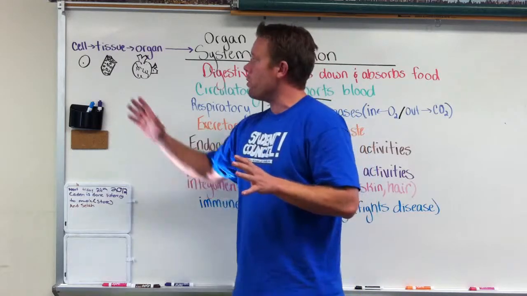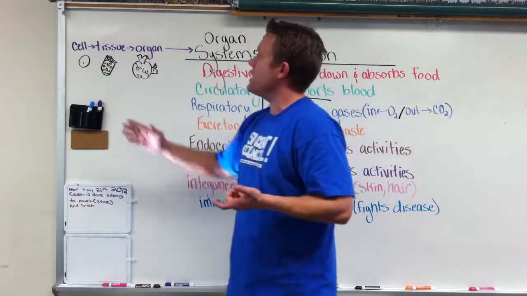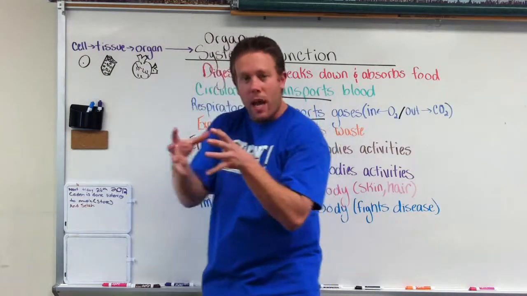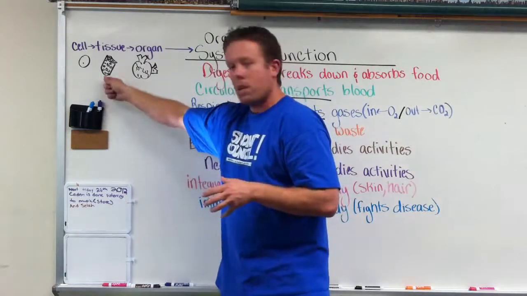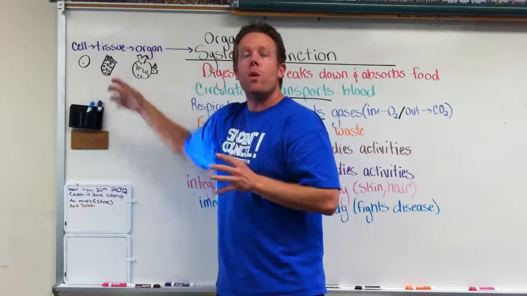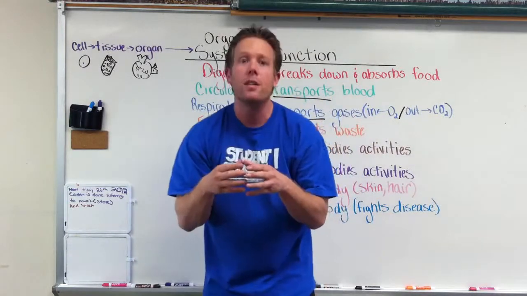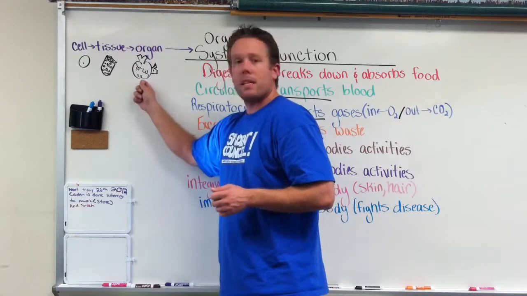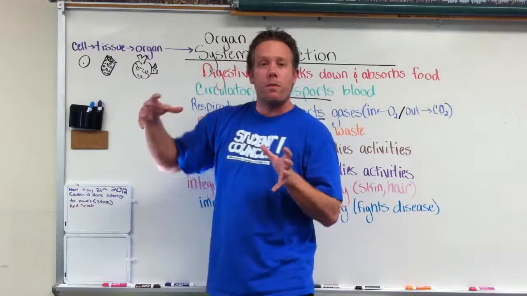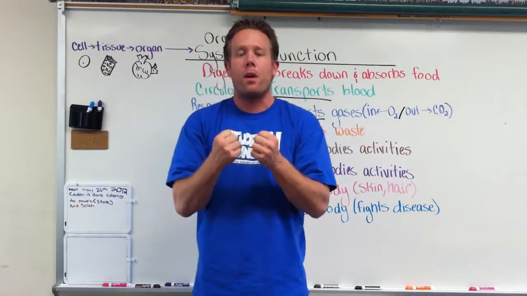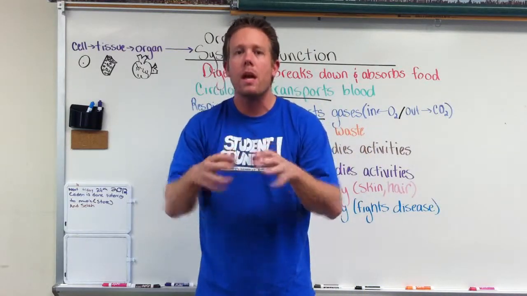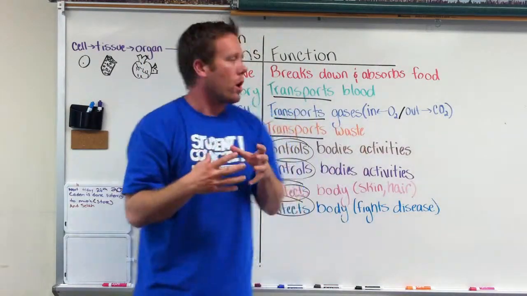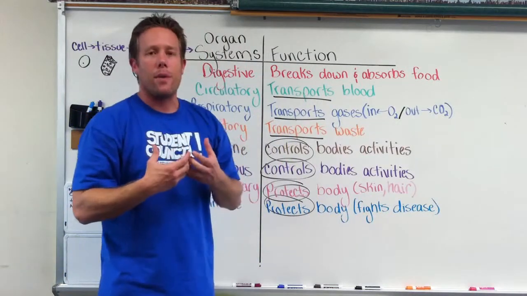This is just kind of a brief review also, but you do need to know this for the test. When you have a whole bunch of cells working together to perform a similar function, you get a tissue. When you have a whole bunch of tissues working together to perform a particular function, then you have an organ, like this heart here. When you have a whole bunch of organs that are working together to perform a similar function, then you have an organ system.